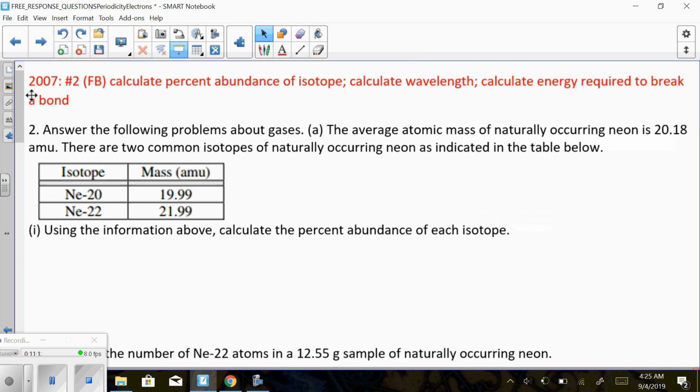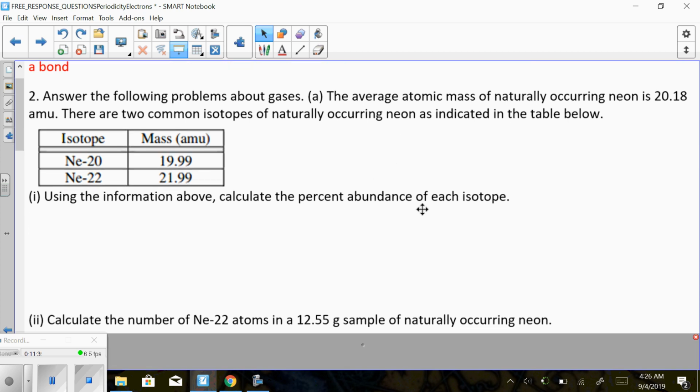Okay, now we're in 2007, number 2. We're talking about percent abundance of an isotope. And then we're going to keep going and calculate the energy to break a bond. So if we look at this, we're given 2 isotopes of neon and their masses, and we're given the average atomic mass from the periodic table, and we want to know the percent abundance of each isotope. And we know that if we add these 2 together, they'll equal 100%. So we would just want to know what percent of each is available.